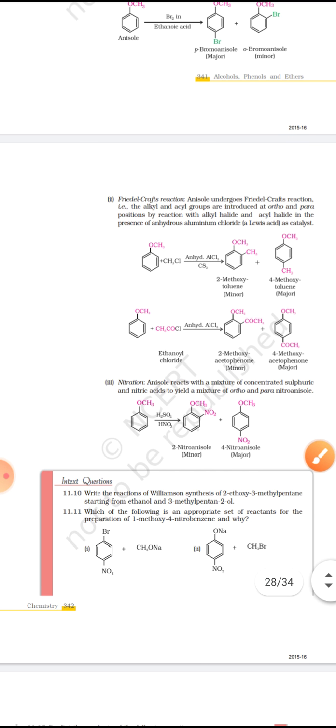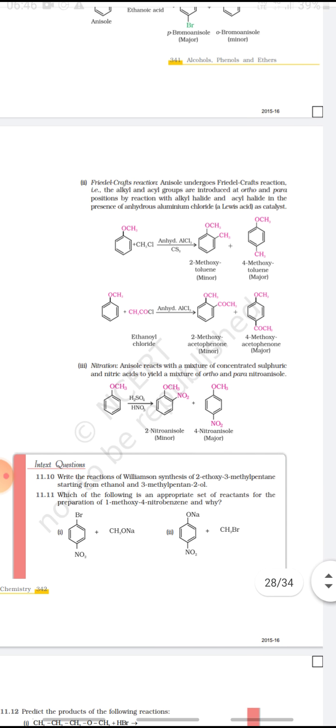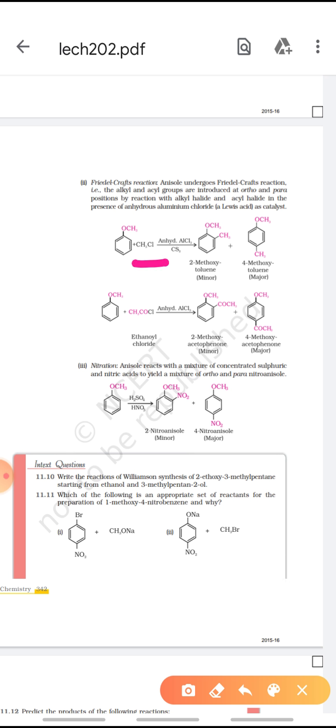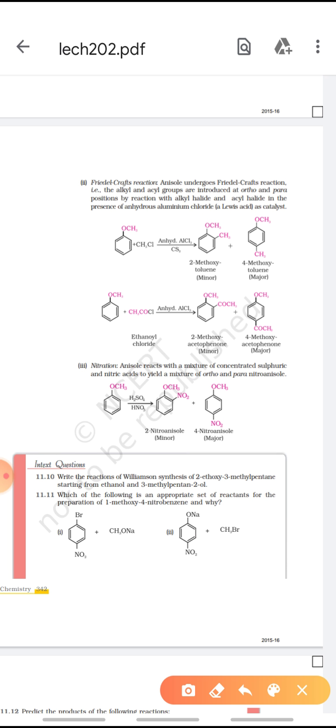The next important reaction is the Friedel-Crafts reaction. What happens in the Friedel-Crafts reaction? Alkylation and acylation. An alkyl group is added at the ortho and para positions in the presence of anhydrous AlCl3. An acyl group is added at the ortho and para positions in the presence of anhydrous AlCl3. The major products are always the para products, because of symmetrical reasons. The name for this para major product is 4-methoxytoluene, and for this compound it will be 4-methoxyacetophenone.